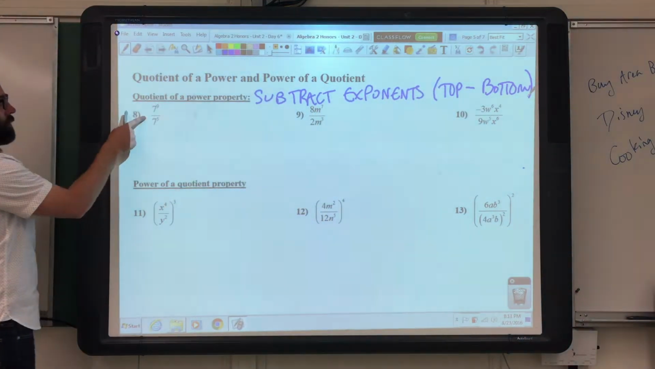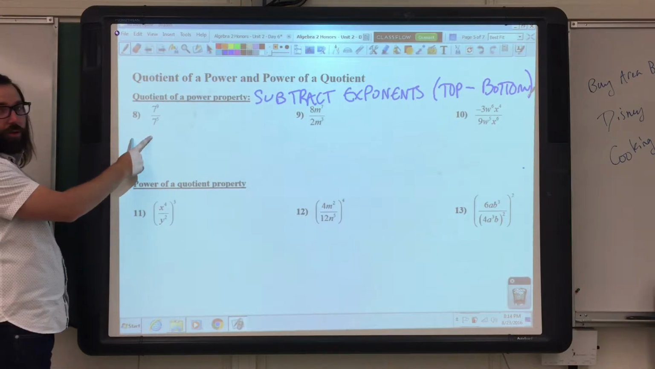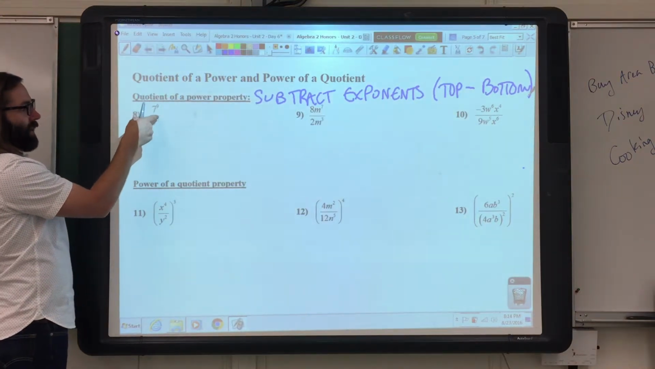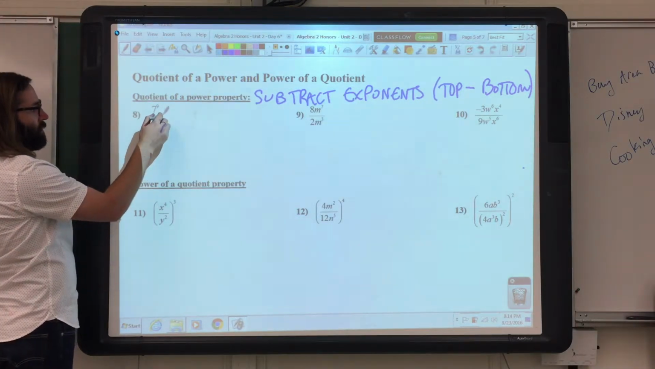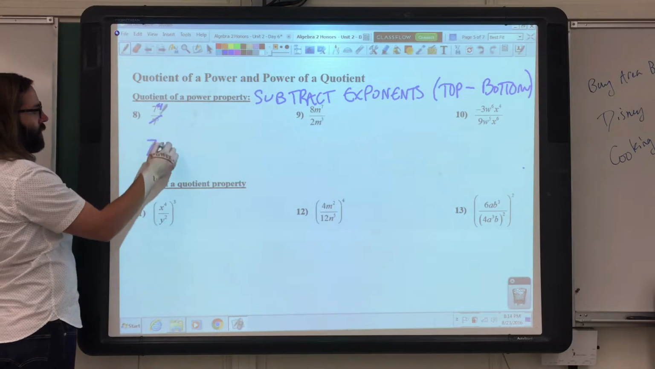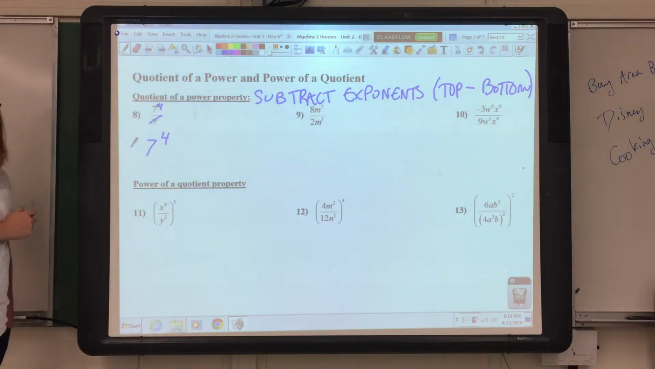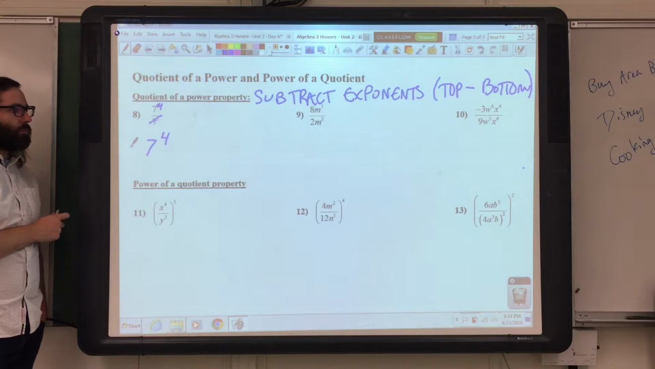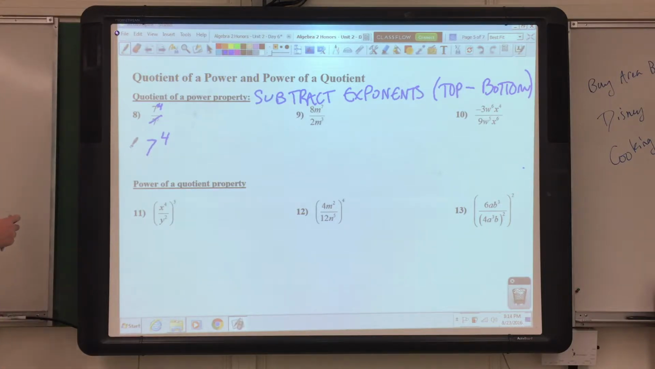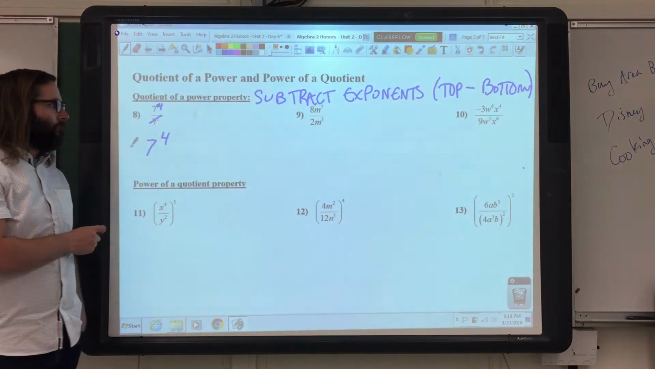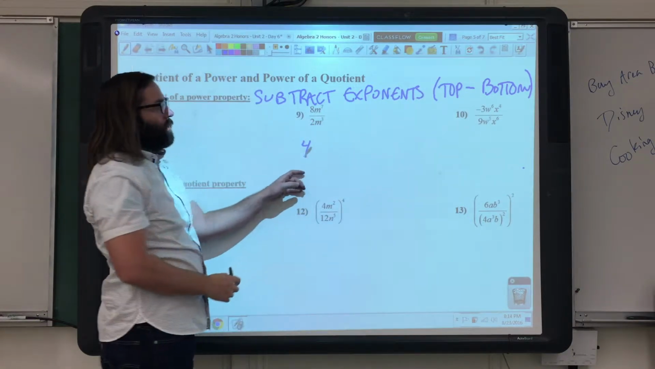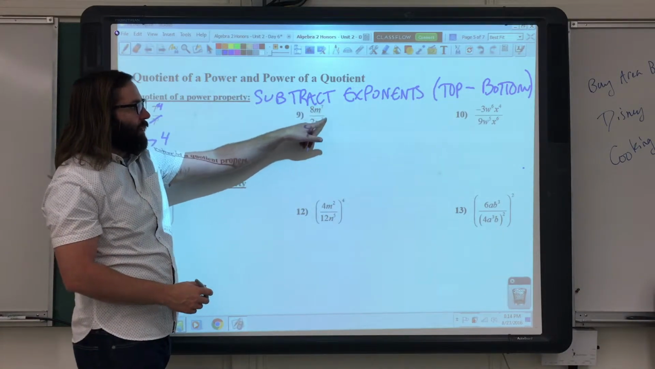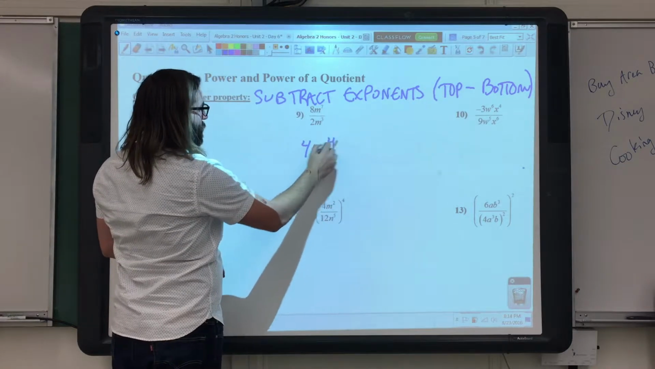So over here, same base, you can deal with the exponents. You subtract 9 minus 5. Let's cancel that out. 9 minus 5 gives you 4. So 7 to the 4th. Over here, we deal with the numbers, so 8 divided by 2 is 4. We do top minus bottom, so 7 minus 3 gives you m to the 4th.